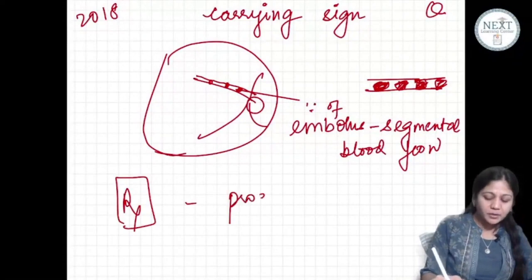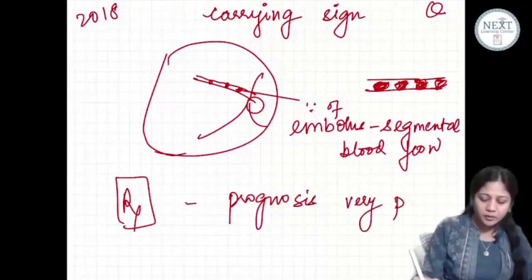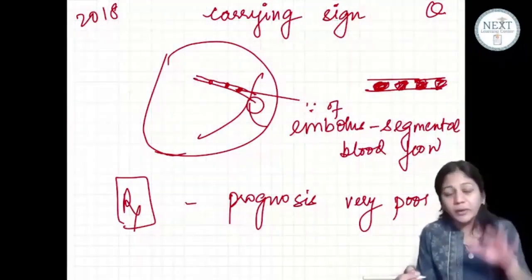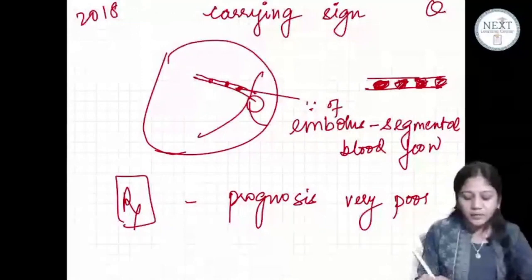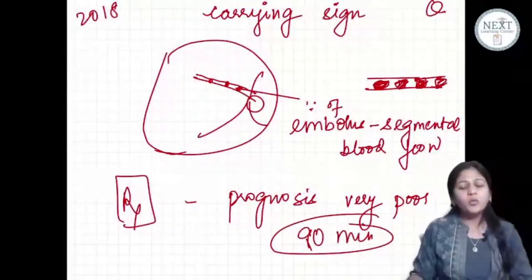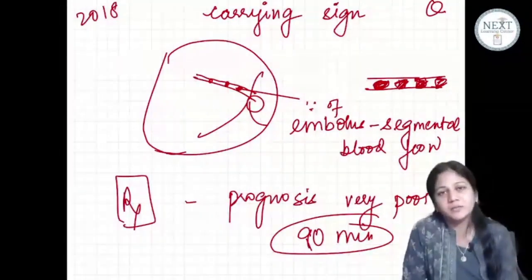Guys, please remember the prognosis is very poor. Why is the prognosis very poor? Because the ischemic window, the salvageable window, is only 90 minutes. And the problematic thing is that these attacks are painless.